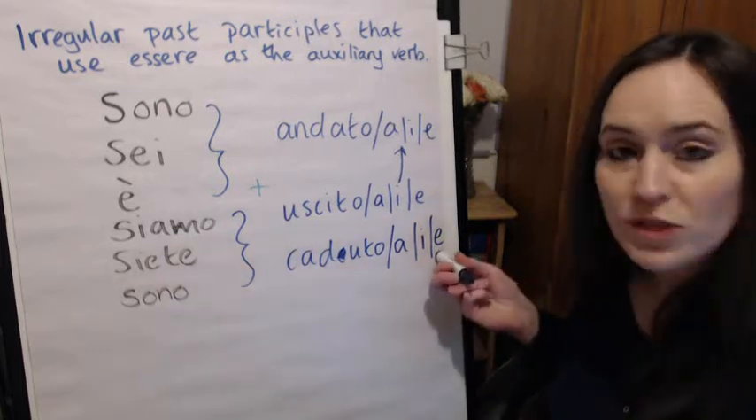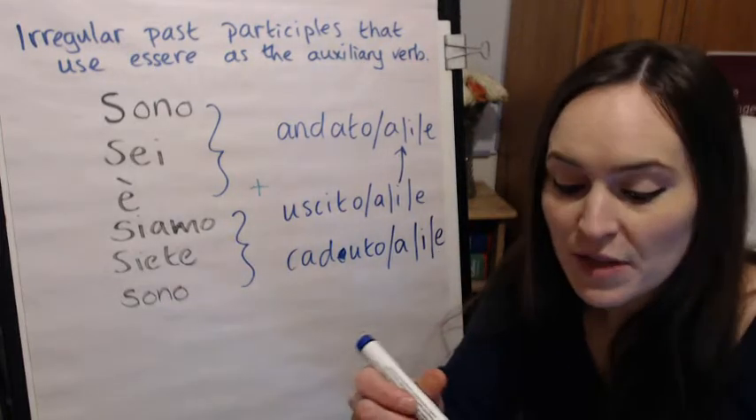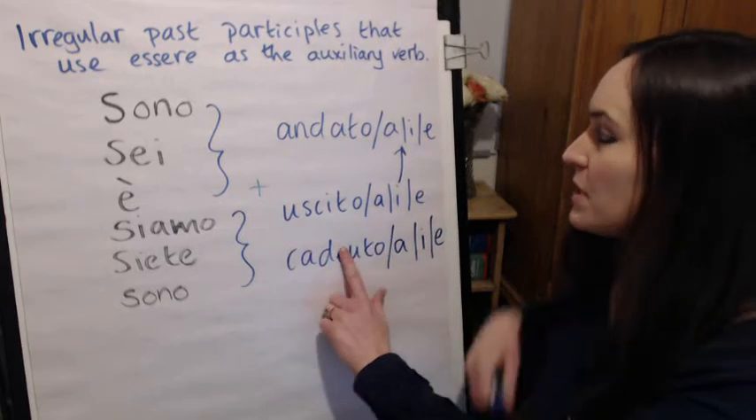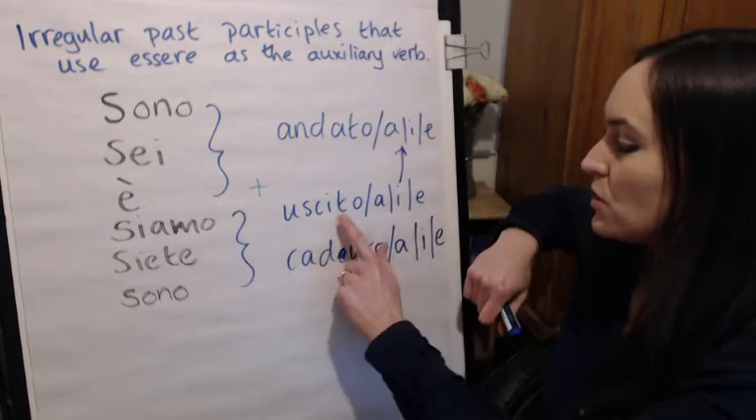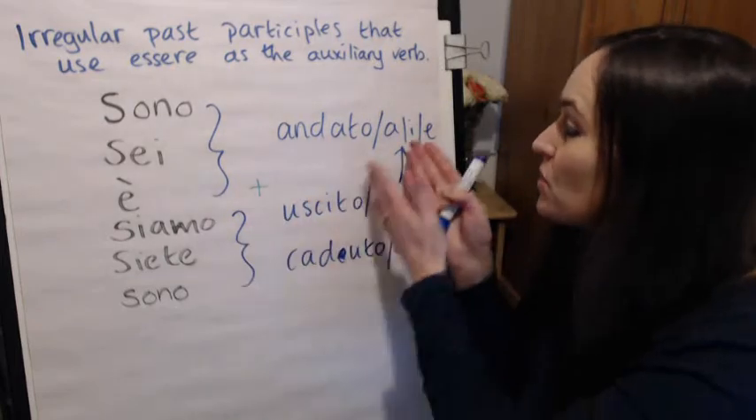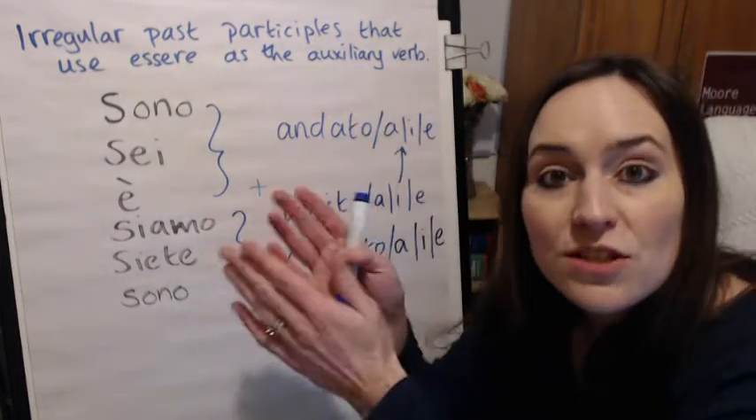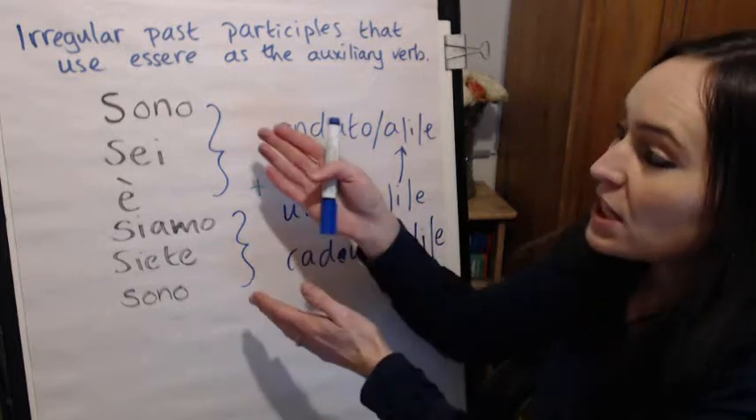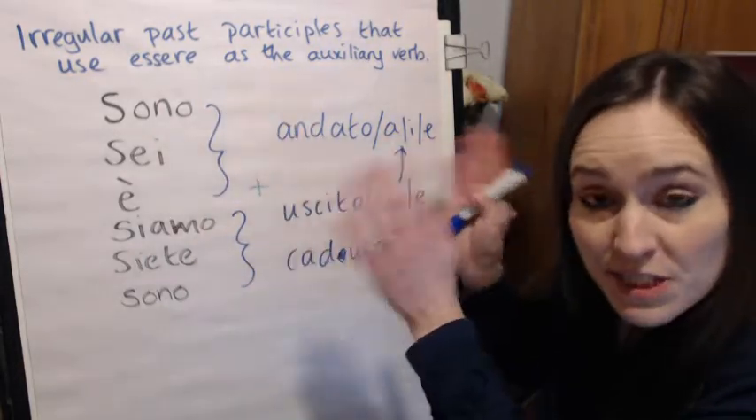Loro sono cadute, for example. So these are regular past participle endings: ato, ito, and uto. Right? But remember, you need to agree the endings depending on the gender and number of the subject, and you need to use essere with these particular verbs.